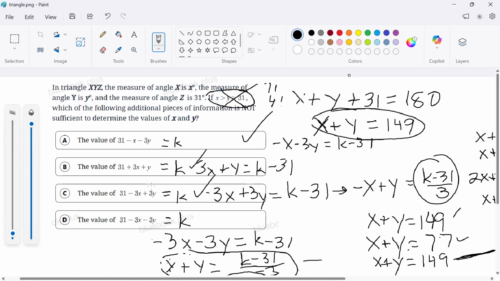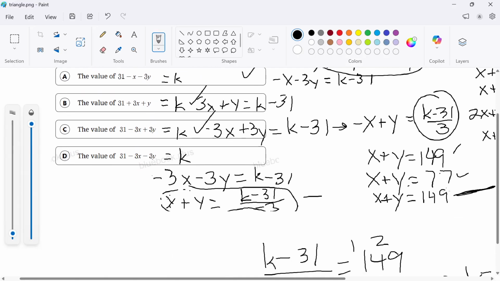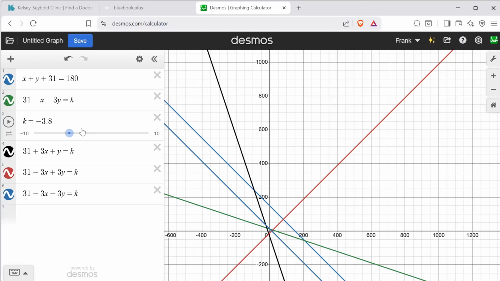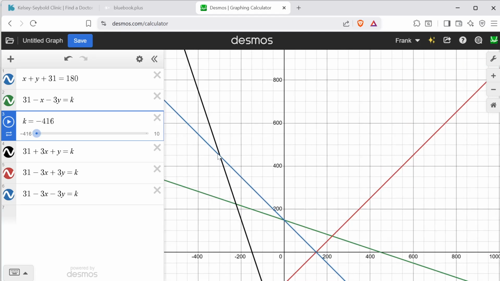Now let me look at this one. 31 minus 3x minus 3y equals k. And that one has no solution. It's parallel, and it's going to be parallel everywhere except when k equals minus 416, in which case it's going to be the same line. And then it has infinite solutions, and that's just as bad. So I think maybe I calculated that wrong.